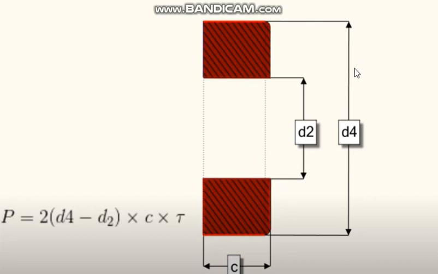Now this area will be, this is d4 and this is d2. So d4 minus d2 is this dimension, this is c. Here it is given, d4 minus d2 into c will be the area, and 2 is taken because it is double shear.